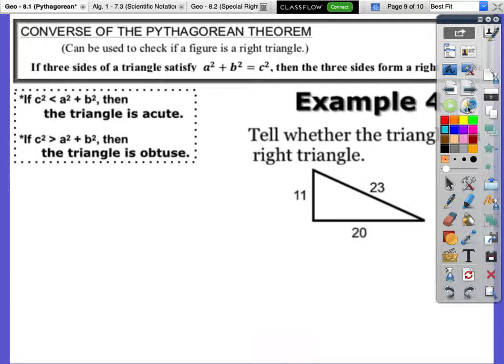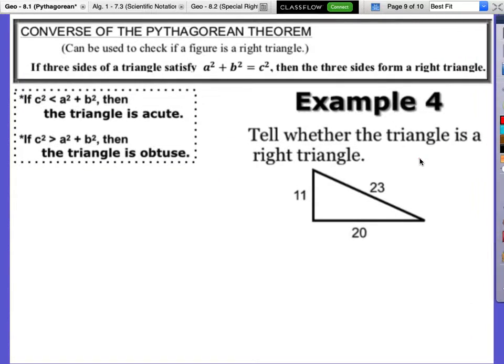We're going to skip example 3 for now. Don't cross it out. So go ahead and flip your page to the converse.